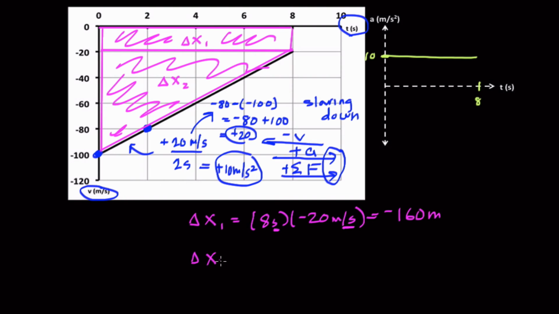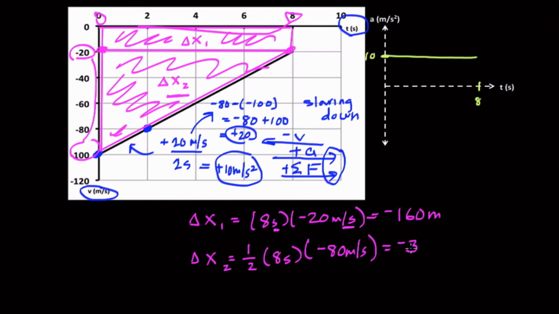Find that second area. This is a triangle. This area 2 here, it's a triangle. The area of a triangle is 1/2 base times height. That base is still 8 seconds. It goes from here to here, and it runs from 0 to 8. So the base is 8. And the height, it goes from 20 to negative 100, so it's negative 80. 1/2 of 8 is 4. 4 times negative 80 is negative 320. I add this together, and I get negative 480 meters as the displacement.